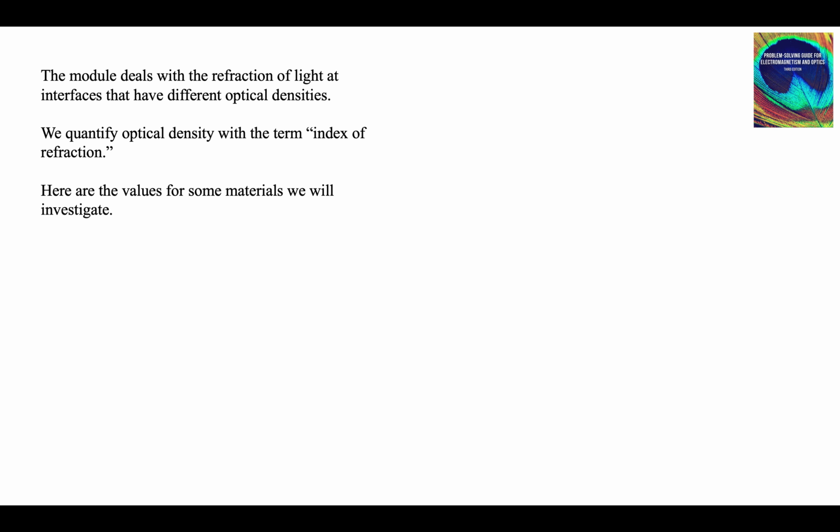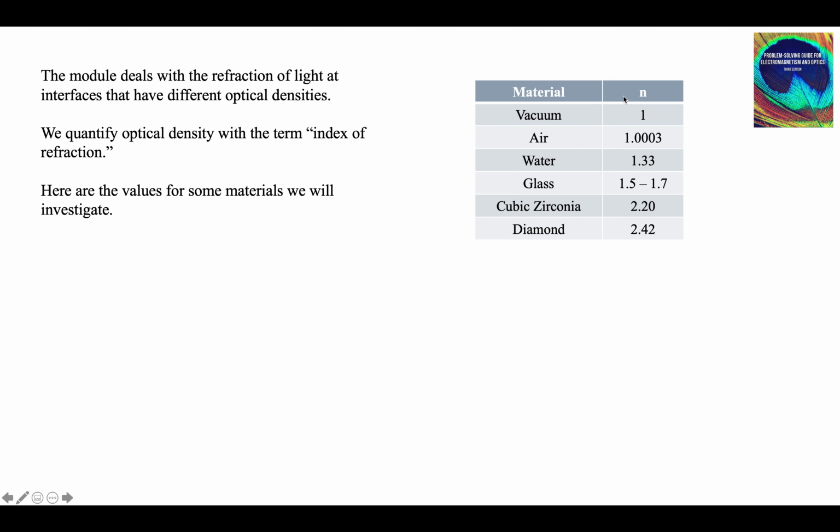So let's look at the refraction. Let's do some calculations. This optical density term is called the index of refraction. And here's some values. Vacuum is defined as 1. There's nothing in the vacuum. There's air, water, glass. Glass has a range. Cubic zirconia and diamond will really refract the light.